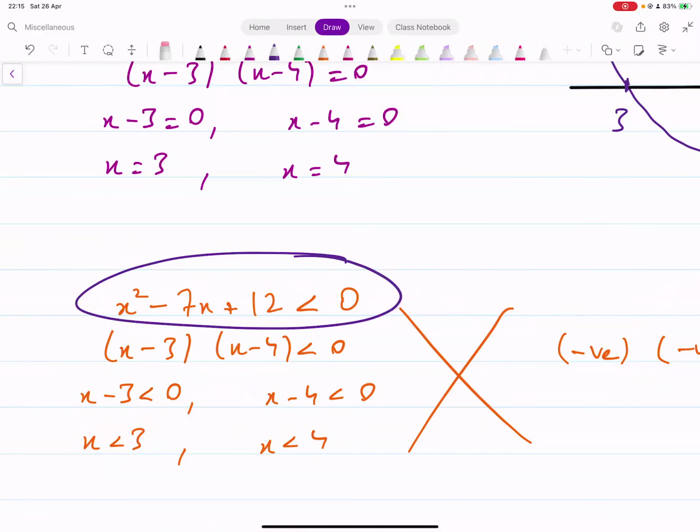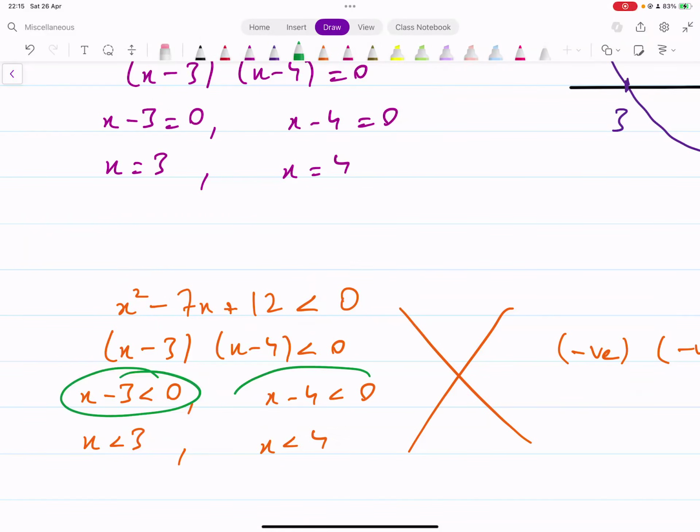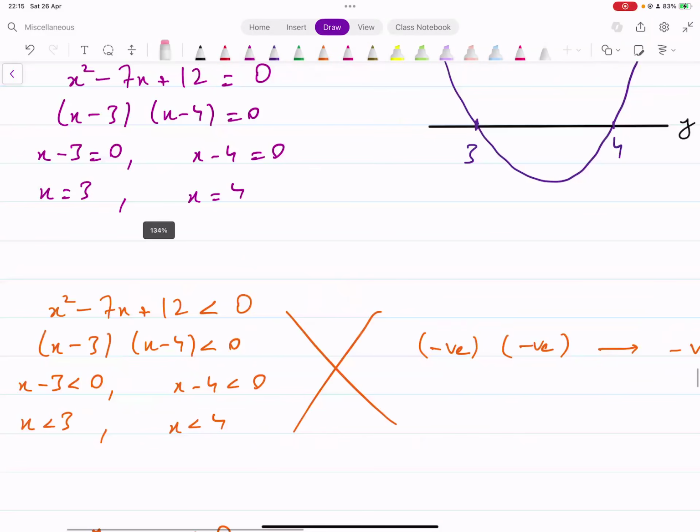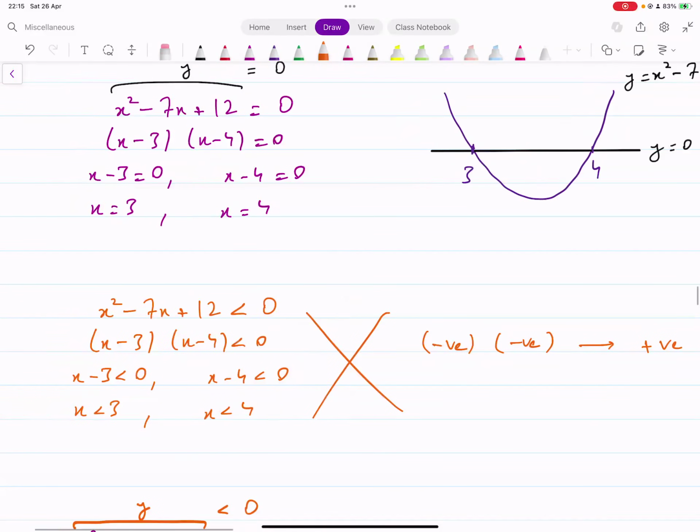Now you cannot do it like this, that you say, let's just factorize this and then say either x minus 3 is less than 0 or x minus 4 is less than 0. That's not how it works, because if both numbers are negative, their product is actually going to be positive, right? So it's not going to be negative, it's going to be positive. So this logic does not work when you have an inequality. So how do you solve inequalities then?